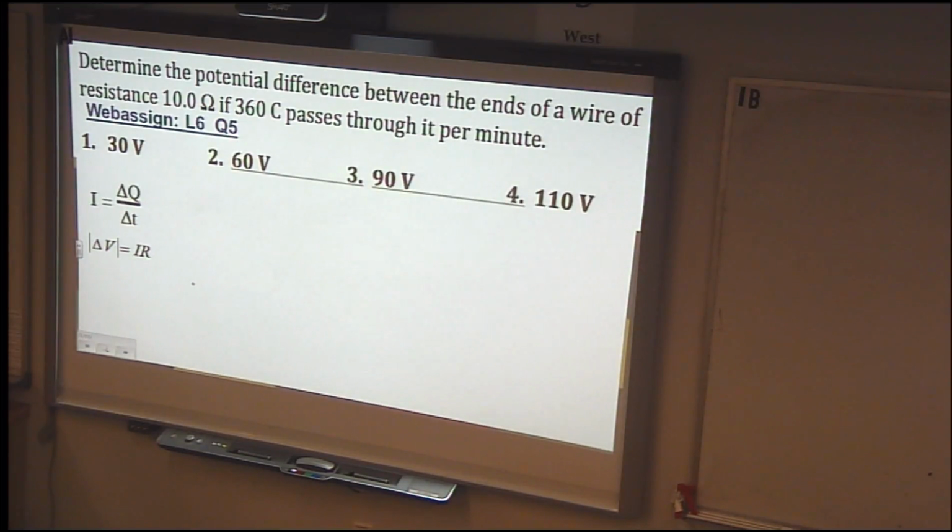What do you think the potential difference between the ends of this wire should be equal to? Now we need to combine a definition of electric current and Ohm's law. That's it. Normally all problems are very straightforward. The only thing to keep an eye on is units, right? So we have a wire with a given resistance, 10 ohms.